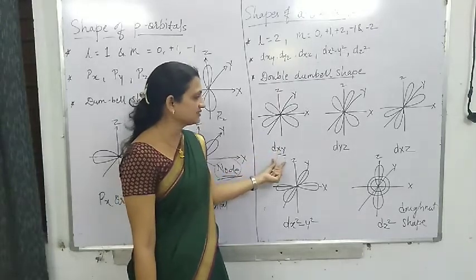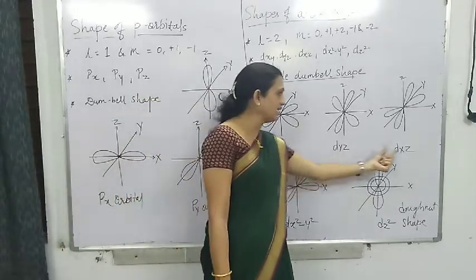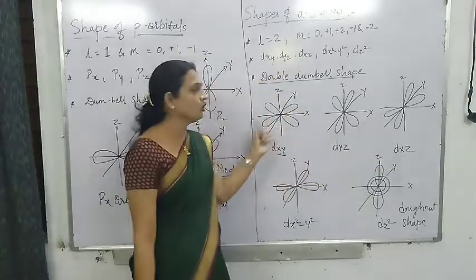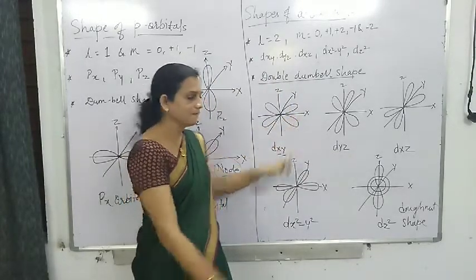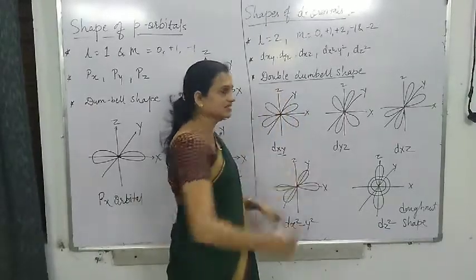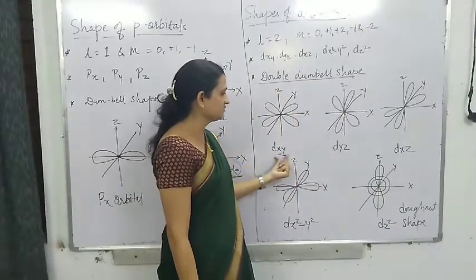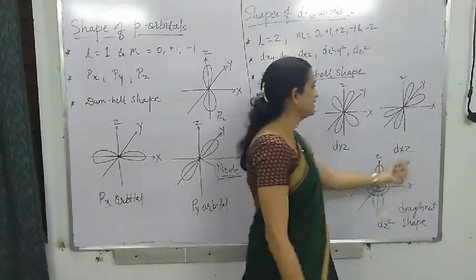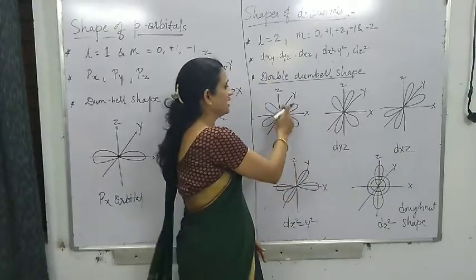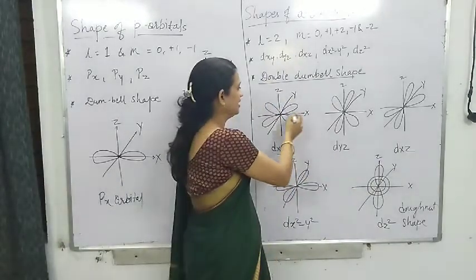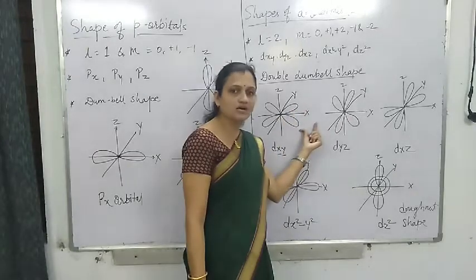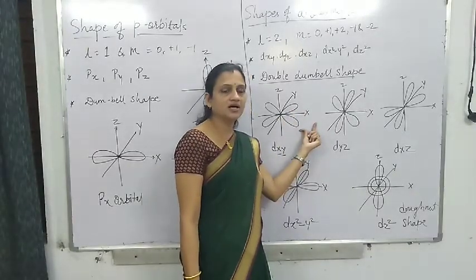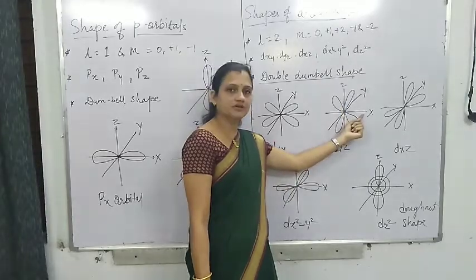Here for dxy, dyz and dxz, these lobes are situated in between the axes. See here, x, y, z axis, and for dxy, dyz and dxz, the lobes are situated in between the axes. Here x, y. So these lobes are situated in between these different axes.